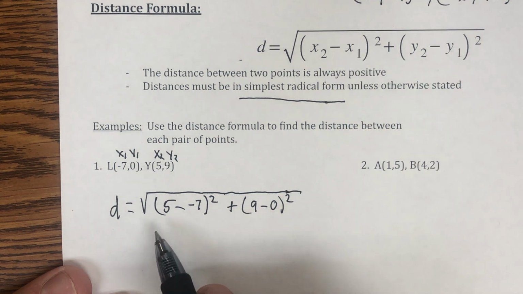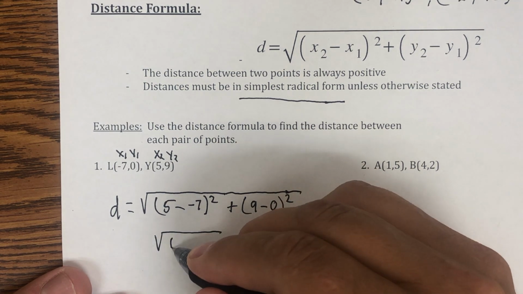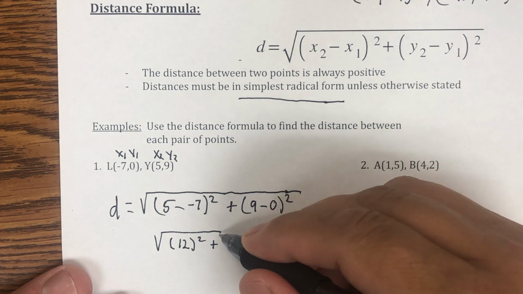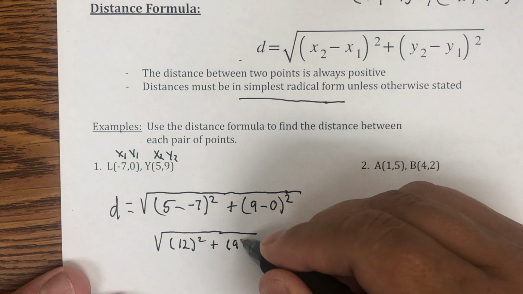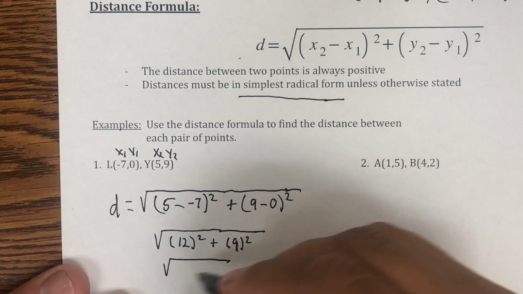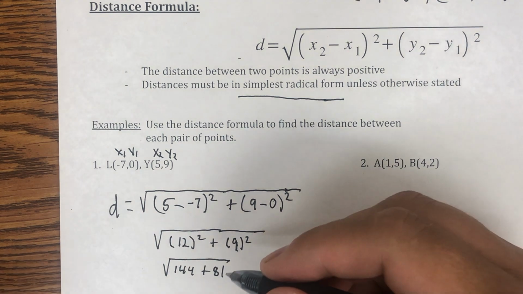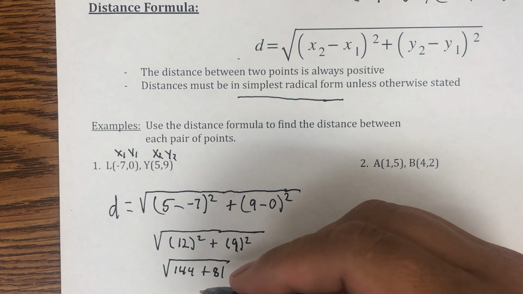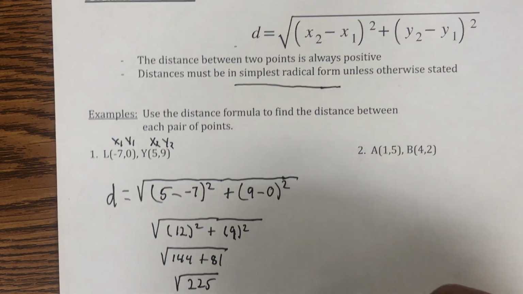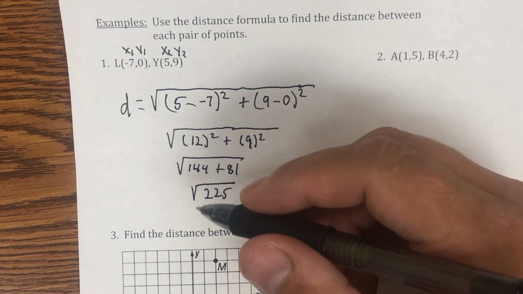Now we just need to simplify. 5 minus negative 7 changes to a plus, so that is 12. So I have the square root of parentheses 12 squared. Plus 9 minus 0 is 9. Again in parentheses, 9 squared. All right, 12 squared is 144. Plus 9 squared, that's 81. When I add those two together, 144 plus 81 is 225. So I have the square root of 225. That is indeed a perfect square. So I'm going to take the square root of 225, and I get 15.